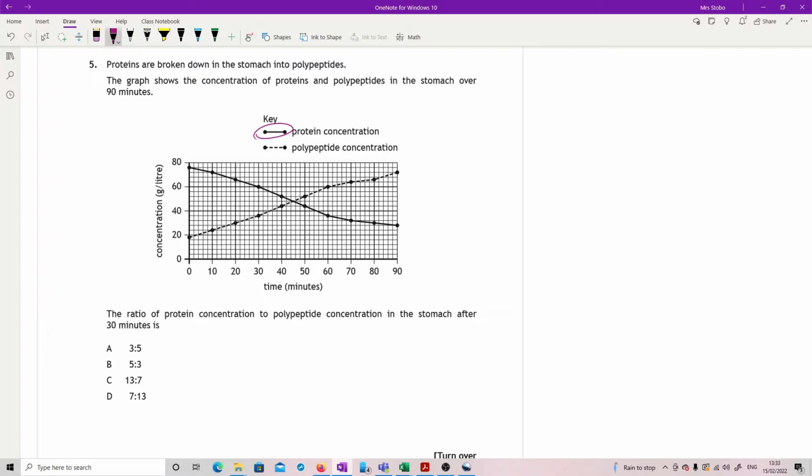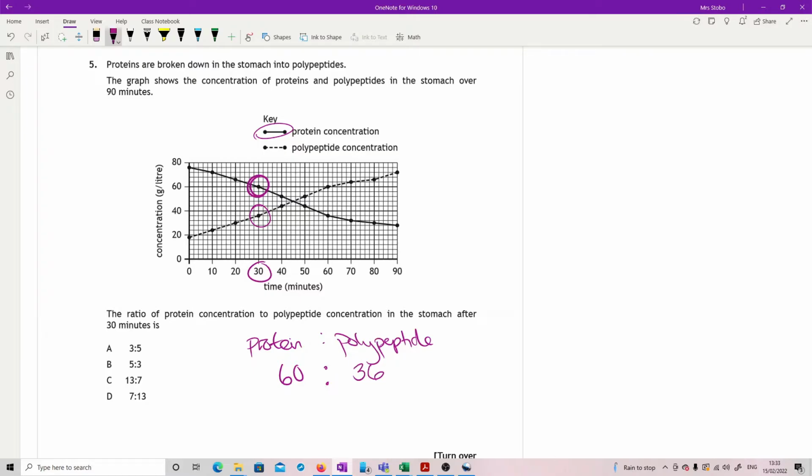Okay. The ratio of protein concentration to polypeptide concentration in the stomach after 30 minutes. So I need protein to polypeptide, making sure that I get this round the right way. It asked me for protein to polypeptide. So at 30 minutes, I'm going to go up from my proteins, and I'm going to say that's 60. And then I'm going to go here with my polypeptides, and that's going up in fours. Okay, so that is 36.